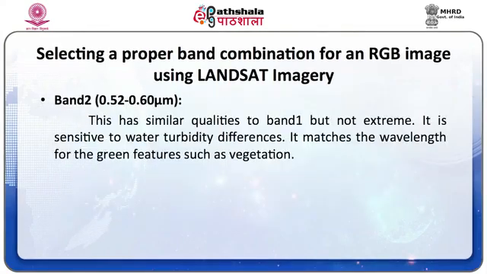Since the blue light is scattered more than other bands, it has the maximum noise of all the Landsat bands. The band 2, which ranges between 0.5 to 0.6 micrometer, has similar qualities to band 1 but not extremes. It is sensitive to water turbidity differences. It matches the wavelengths for the green features such as vegetation.